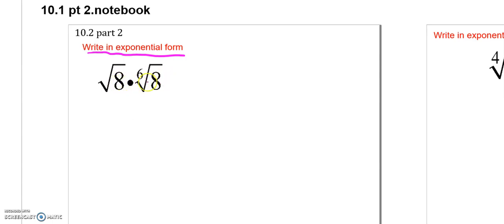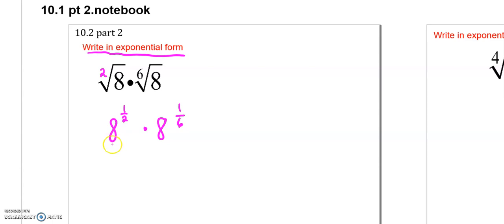First of all, you cannot multiply these together because this is a square root and that's a sixth root. So I can't make that like the square root of 64 or anything. So what I am going to do is write this as 8, that's your root, 1 over 2 times 8, that's your root, power is 1 over 6.